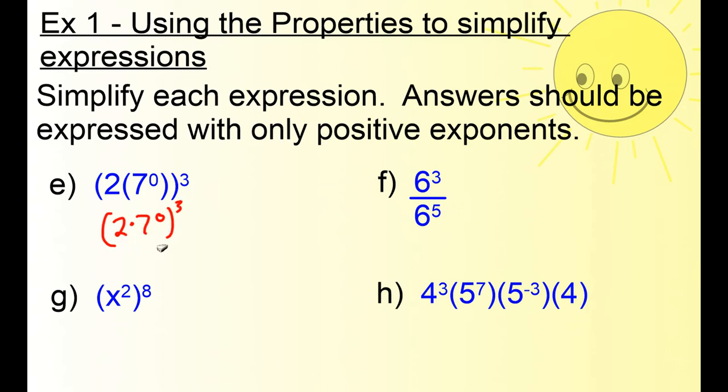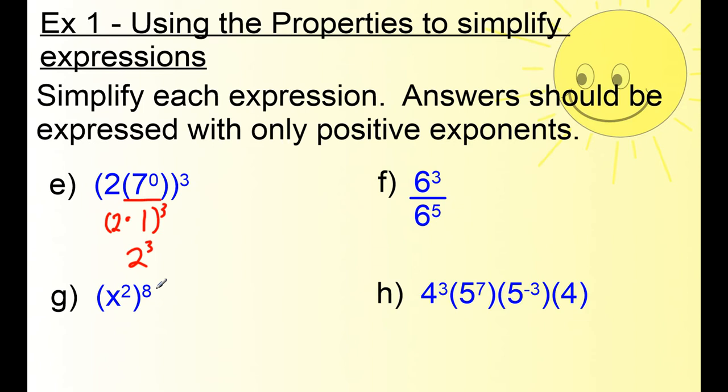Okay, so, well, what is 7 to the power of 0? Well, anything to the power of 0 is 1, so that guy's just 1. Looks so much prettier already. Now we can pretty this up even more. 2 times 1 is just 2. Even prettier. And that's done. 2 to the third power is my final answer.